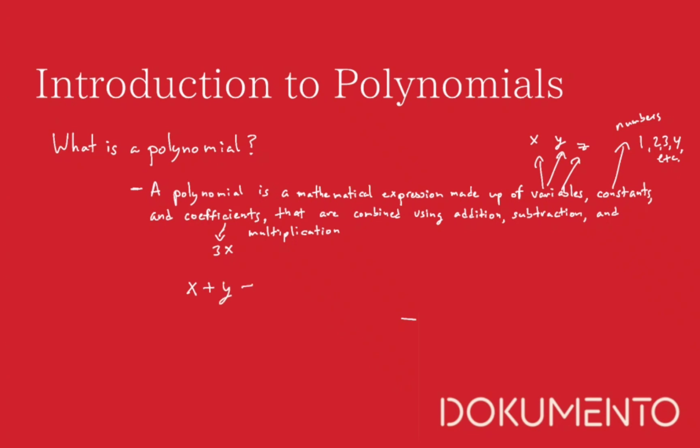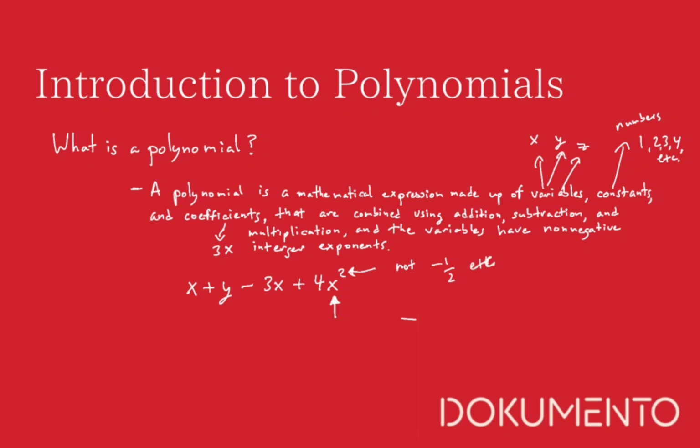So let's give an example. Say we have x plus y minus 3x plus 4x squared. One thing we're going to note is that the variables in our polynomial are going to have non-negative integer exponents. So like you'll see, in the x squared, x is raised to a power of 2, not something like negative 1/2, no fractions, no negatives. We're not allowed to have that in our polynomials. If it has that, it's not a polynomial.